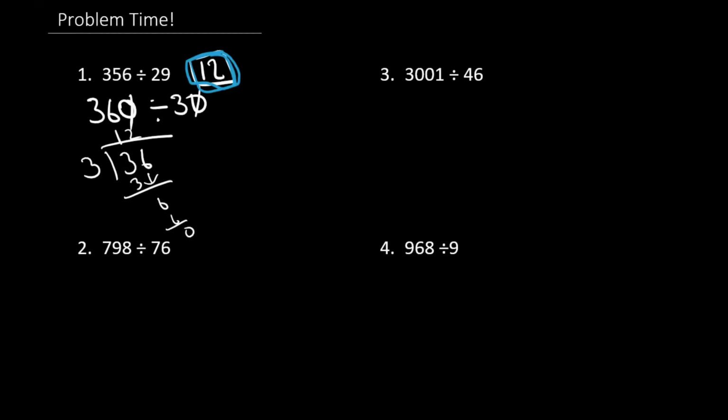Now, let's do the second question. The second question says 798 divided by 76. So, let's see. We can round 798 to 800 and 76 to 80. And the zeros cancel out. So we'll be left with 80 divided by 8, which we can do in our head, and we should know that it's 10. So our answer for this second question is 10.